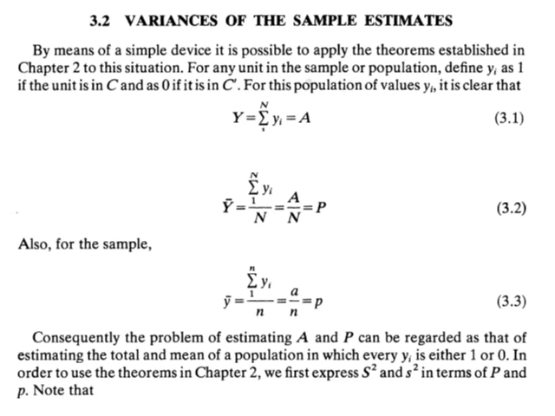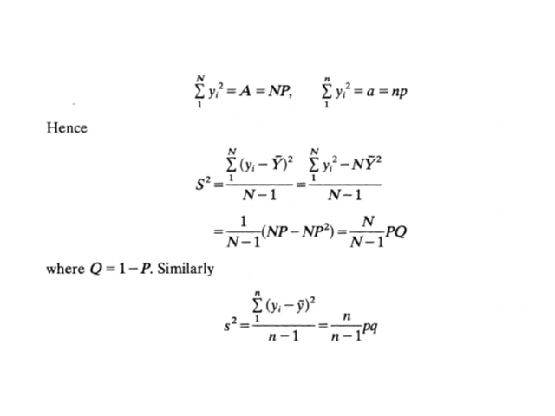Consequently, the problem of estimating A and P can be regarded as that of estimating the total and mean of a population in which every yi is either 1 or 0. In order to use the theorems in chapter 2, we first express capital S squared and small s squared in terms of P and p. The summation of yi squared equals capital A, which is equal to capital N multiplied by P, and the summation of yi squared for the sample equals small a, which is equal to small n times p.